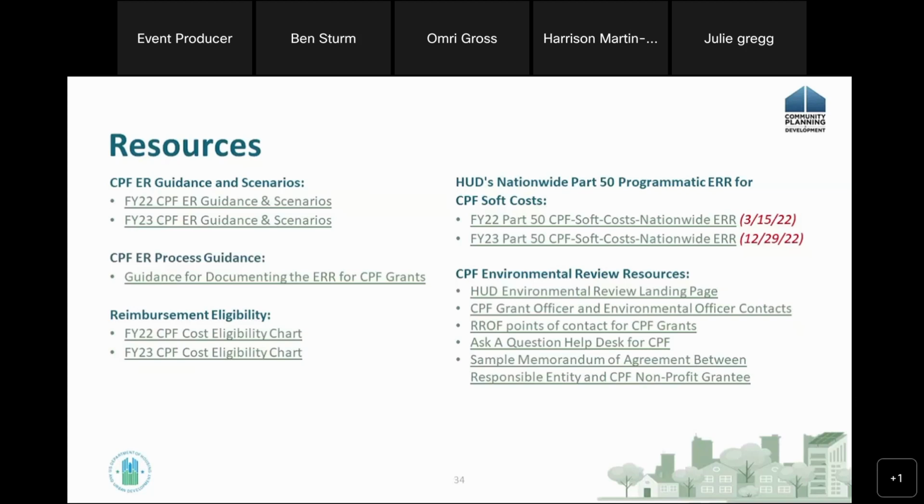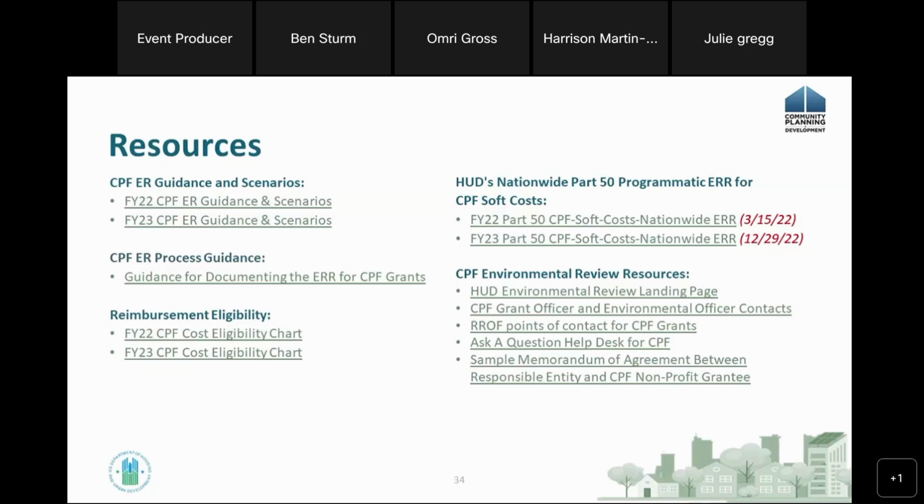Now, there are some slight differences between fiscal year 22 and fiscal year 23. That's why some of these resources have their own fiscal year 22 or 23 link. So depending on which cohort your grant is in, just make sure that you use that appropriate resource for that fiscal year. There are also links to HUD's Part 50 nationwide environmental review for CPF soft costs, where you can see exactly which soft cost activities are covered in the project description.